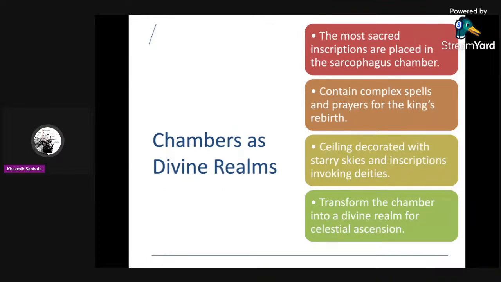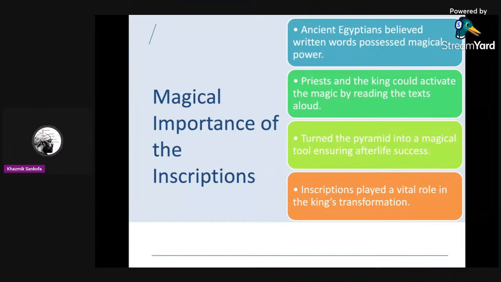The most sacred inscriptions are placed inside the sarcophagus chamber, and they contain complex spells and prayers for the king's rebirth, or for the initiate's rebirth into the divine essence. And then it transforms the chamber into a divine world for a celestial ascension. Now, the ancient Kemites, the Egyptians, believed written words possessed magical powers. Priests and the kings could activate the magic by reading the text aloud, or could initiate the transformation, initiate the procedure.